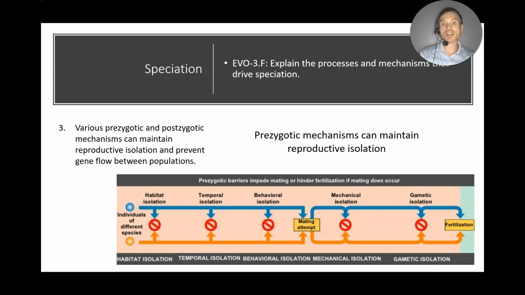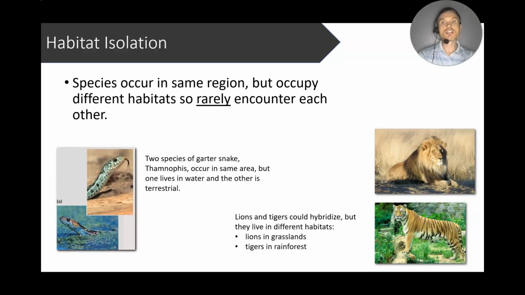So there are 5 barriers that prevent this from happening. These include habitat, temporal, behavior, mechanical, and gametic. And over the next couple of slides, we're going to discuss each of them individually. So the first one here is habitat isolation. Habitat isolation occurs when the species live in the same region, so this would be sympatric, but occur at different habitats, so they rarely encounter each other.